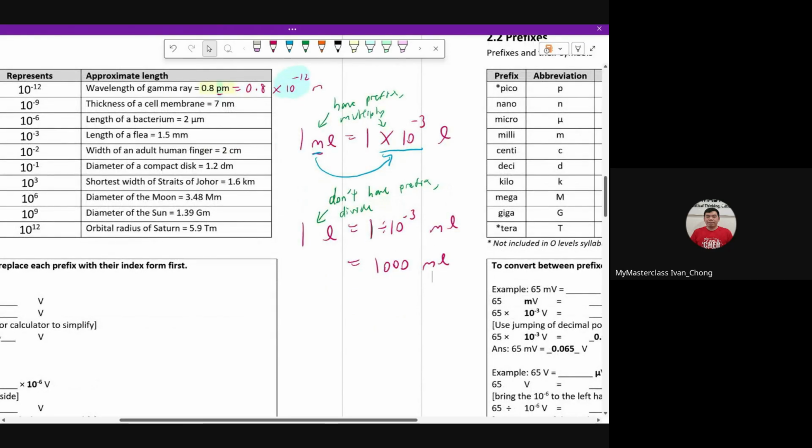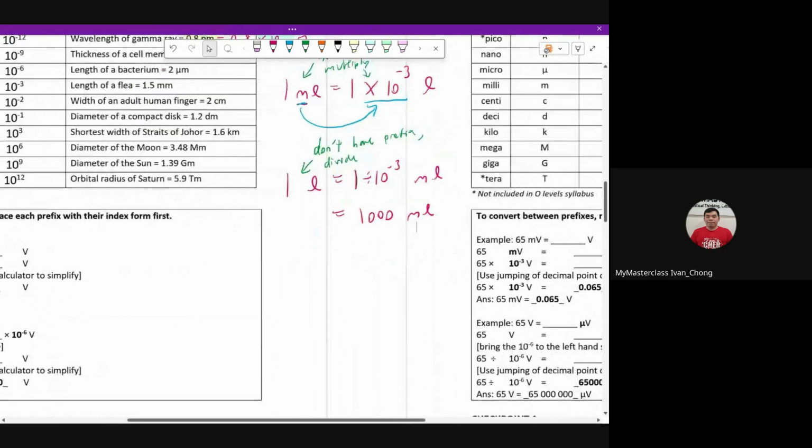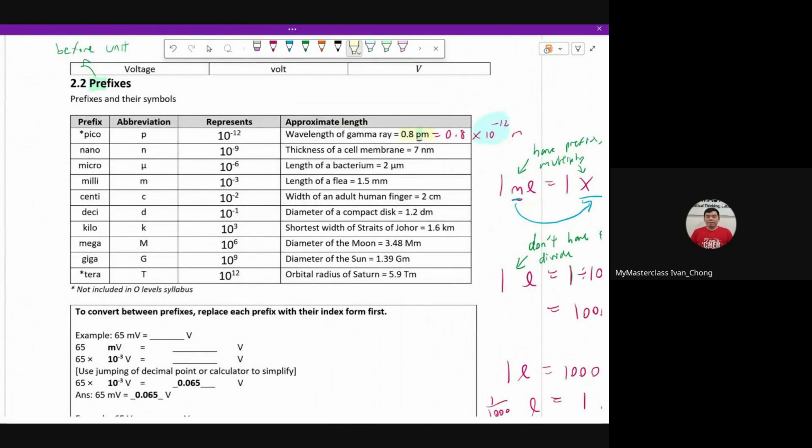Now, if your school doesn't teach you this weird phrasing of 10 to the power of something, you can just remember 1 liter is 1000 milliliters. So if you want 1 milliliter to liters, you divide by 1000. You do the same over here, you also divide by 1000. For almost all of these in lower secondary, most of the time we are just using this form. Unless your school mentions it, especially for the IP schools, for the normal schools you just need to remember this form.